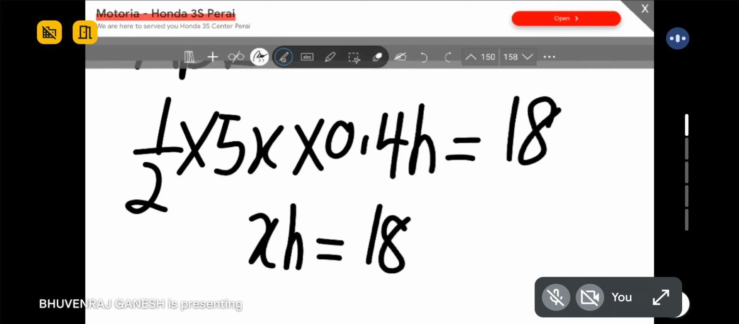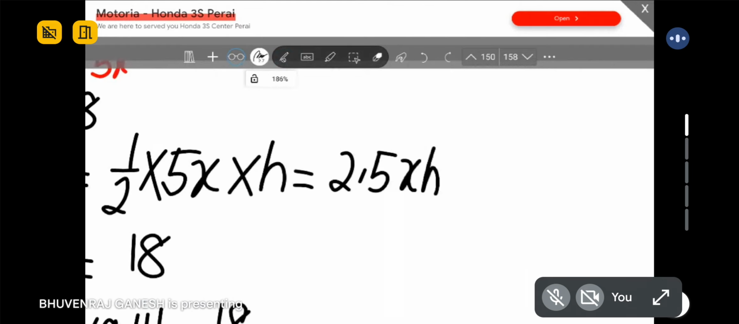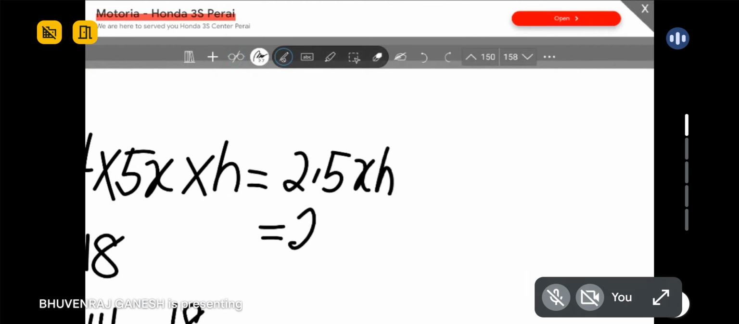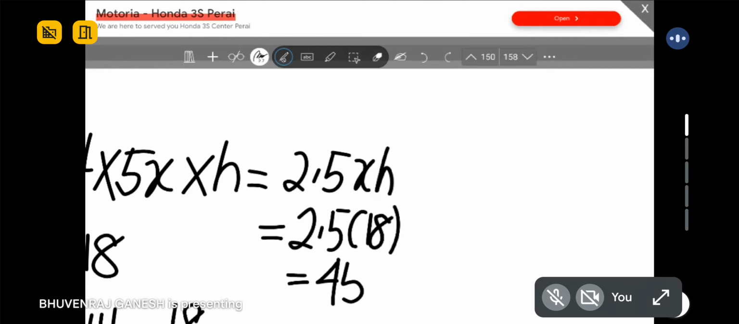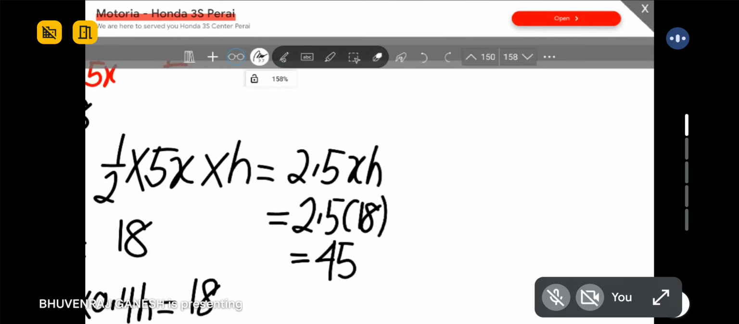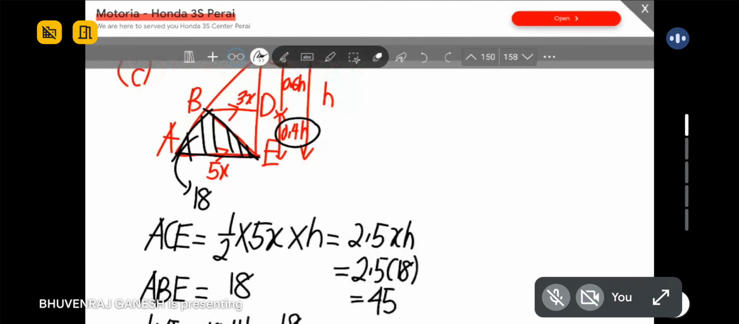So I can actually substitute, right, guys? I can substitute xh is equal to 18. So how much do I get here? 2.5 times 18, you will get 45. So I can directly find the area now, right, guys?